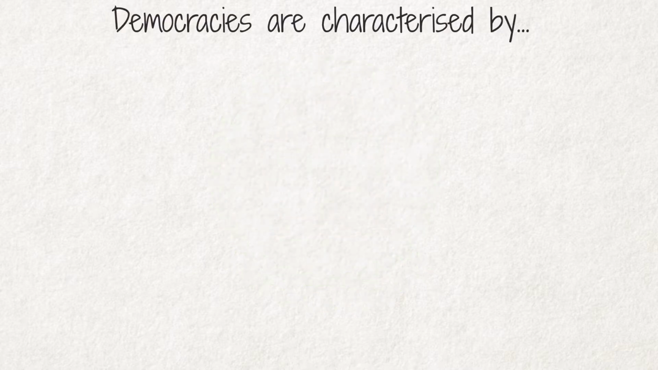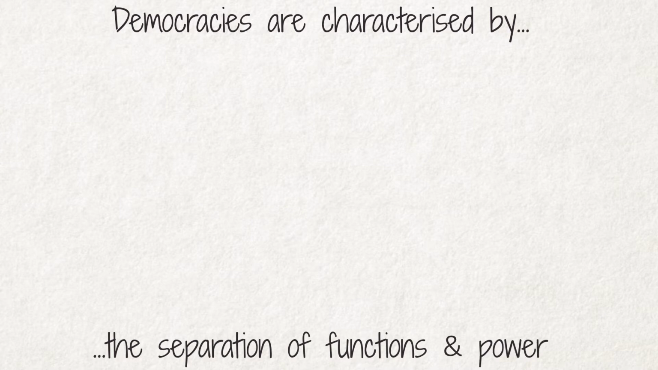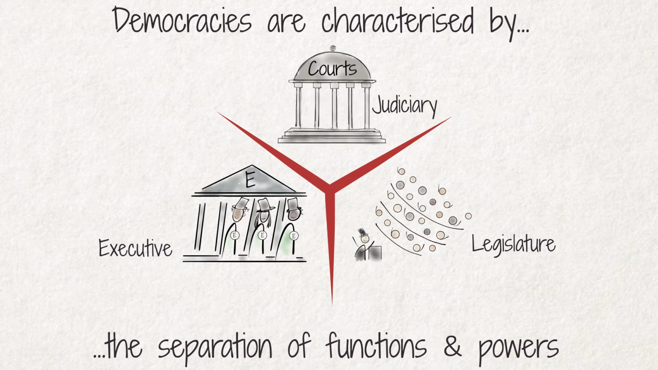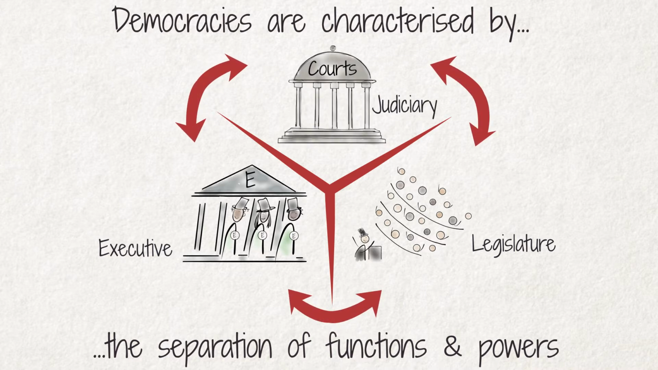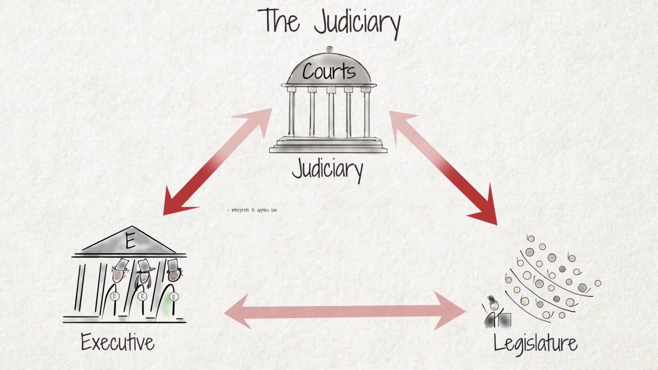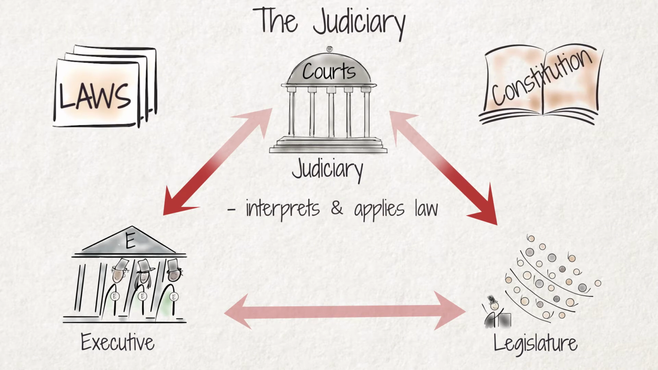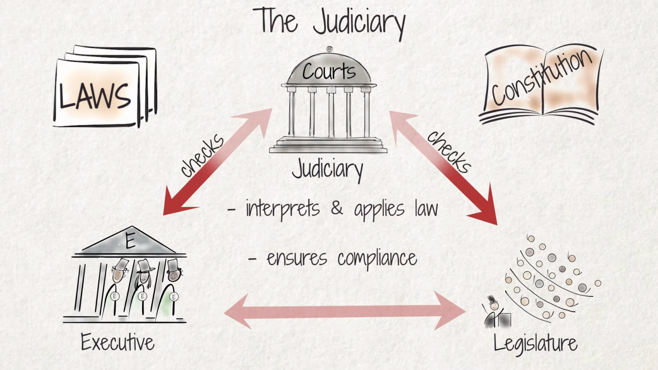Democracies are characterized by the separation of functions and powers between the three branches of government: the legislature, the executive, and the judiciary. Each branch checks the power of the other two so that there is a balance of power between them. The judiciary interprets and applies the law, including the Constitution, and ensures that the other two branches comply with it. In this way, the judiciary checks the exercise of power of the legislature and the executive.